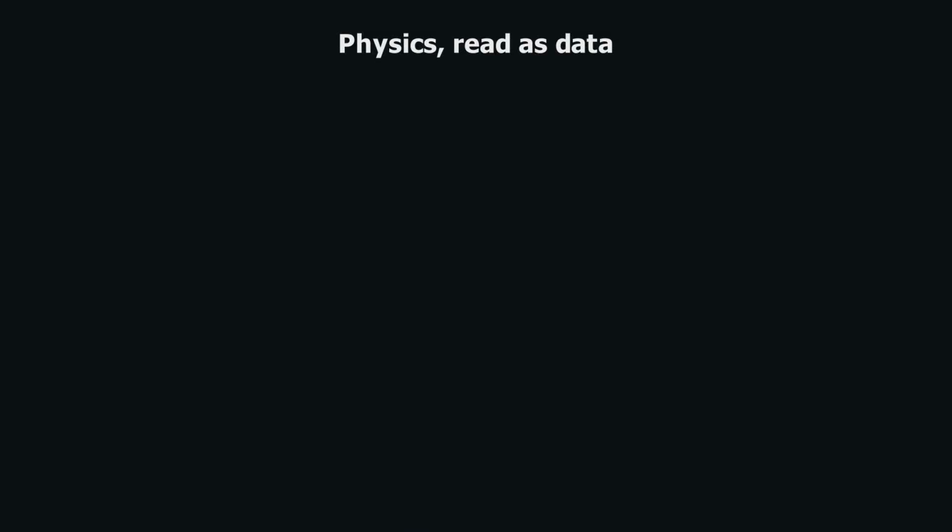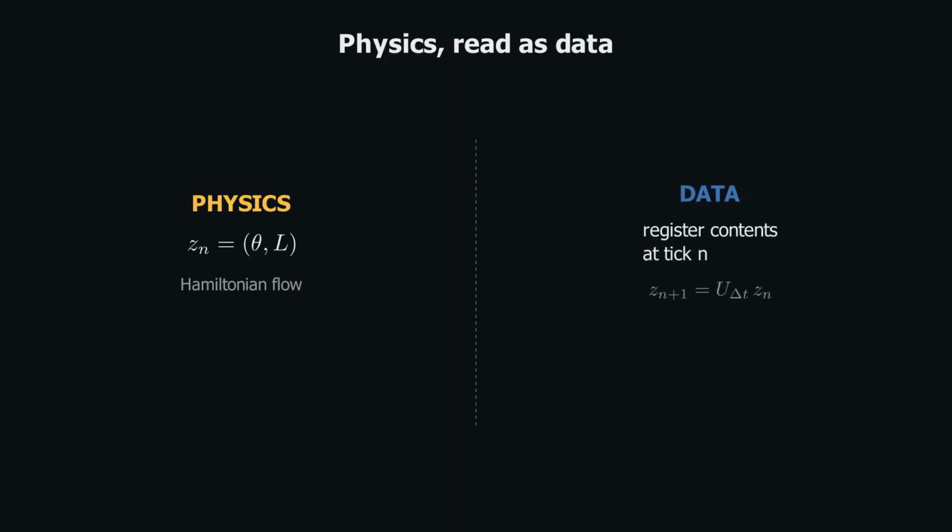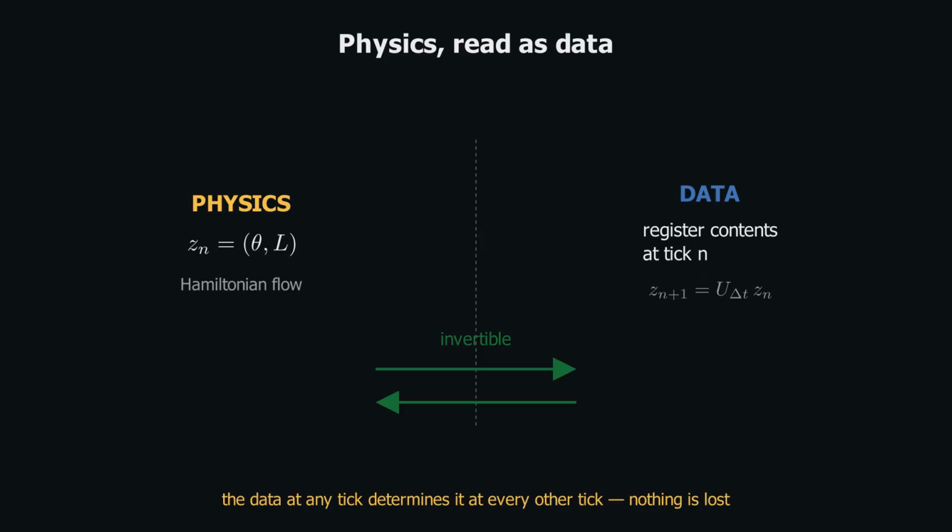Now the reframe that names the chapter. Read the state as data, the contents of a register at tick n. Read the gate as the instruction, one fixed, reversible operation applied over and over. Then the lattice is not merely described by a computation. It is a register, a clock, and a single instruction repeated. And because the gate is invertible, the data at any tick determines the data at every other tick, forwards and backwards. Nothing is created and nothing is lost. Physics, read as data processing, is a perfectly conservative machine.